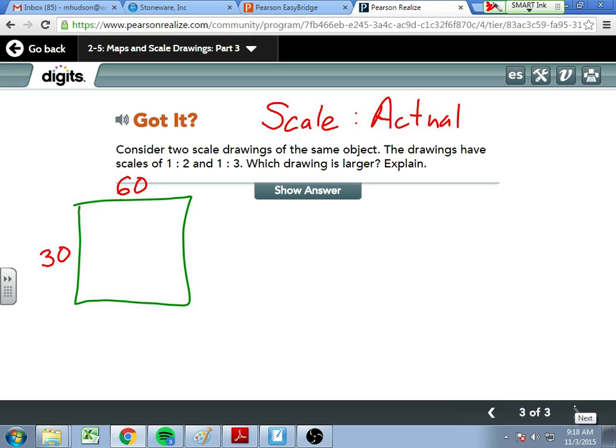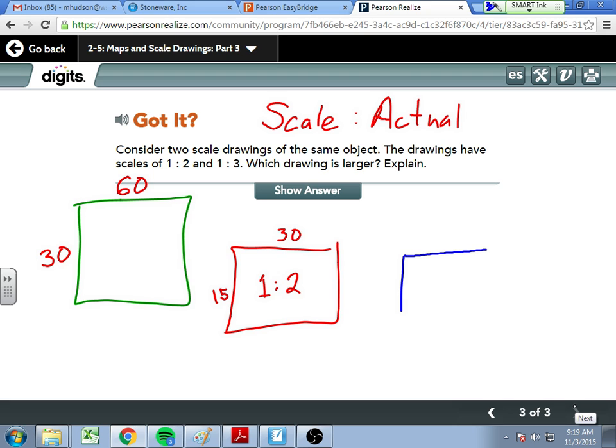So the first scale of 1 to 2, the scale would be 1 part for every actual 2 parts. So if I have 1 part in scale for every 2 parts of the actual, this would be 15 by 30. My scale is essentially 1/2 of the original. That uses the scale of 1 to 2. Now if I set up a scale drawing that uses a scale of 1 to 3, that means for one of the scale, there are 3 of the actual. So that would be 10 by 20.